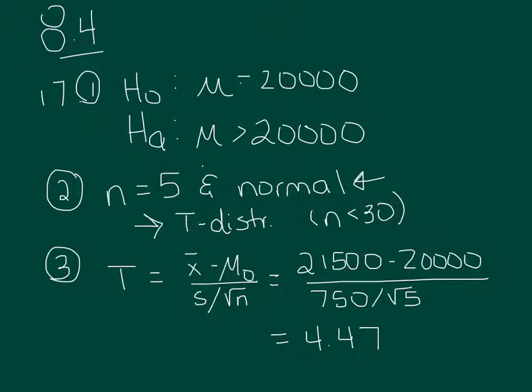Okay, so that's the first 3 steps. Everything here looks really similar. The condition check is slightly different, and then the calculation of the t statistic is the same as the calculation of the z statistic.